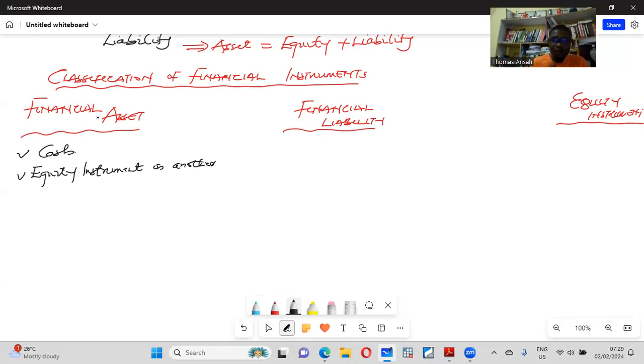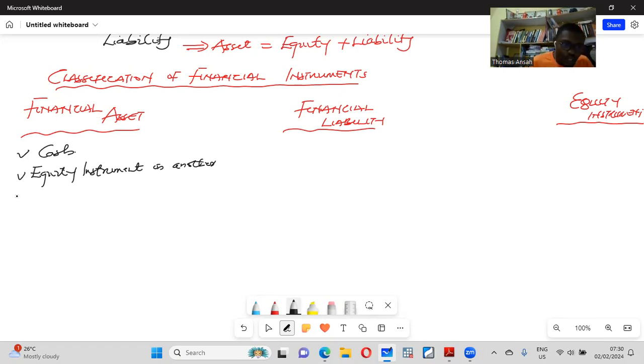So you have an equity instrument in another entity. Why? Because with an equity instrument in another entity, you stand a chance to control. You get the picture now. One could say owning a liability, but most of the time a liability is far-fetched for you to be able to have control over an entity. But equity instrument, you do. So that is why a financial asset includes an equity instrument in another entity.